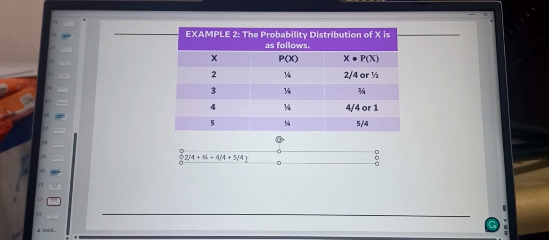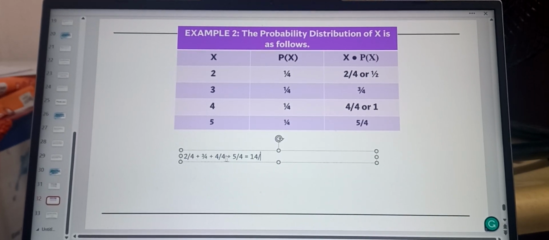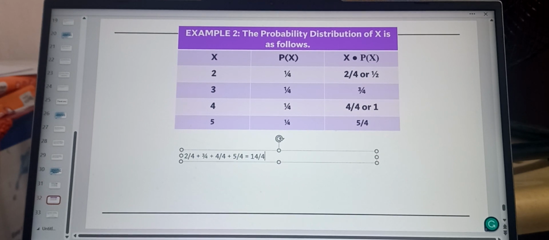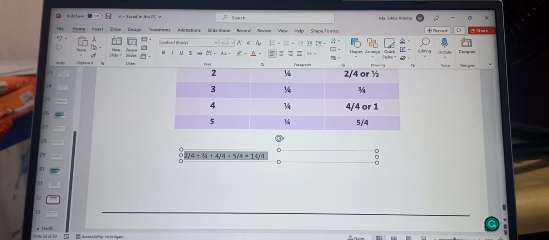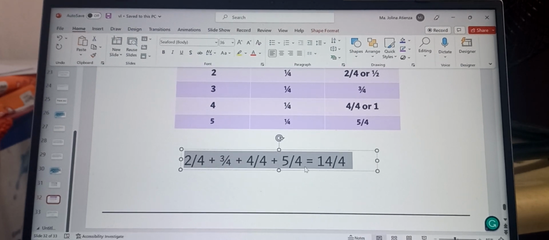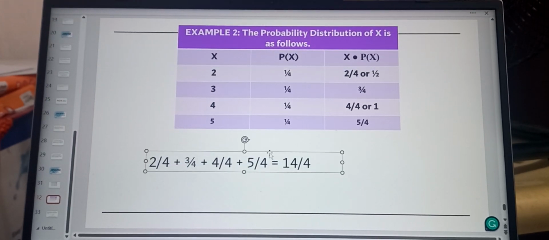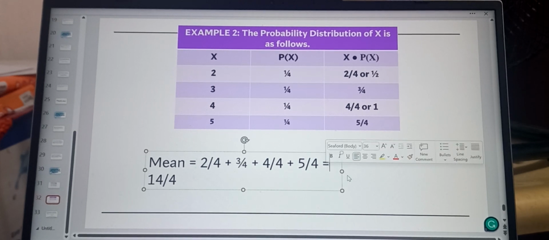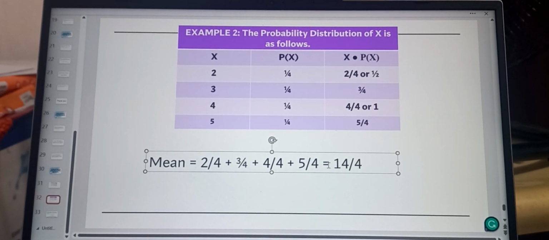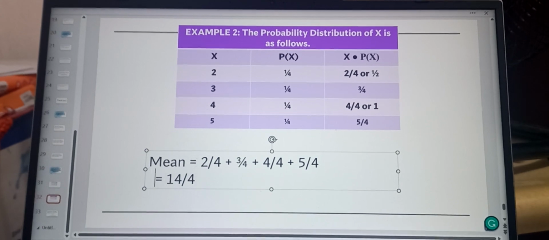So, we have here 14 over, ano yung common denominator nila? Lahat sila is 4 ang denominator. So, 4. Ayan. Palakihin ko lang para mas kitang-kita. Ayan. Again, saan ko nakuha tong 2/4, 3/4? Again, yan po yung mean natin ha. Solution ng mean. So, 2/4, 3/4, 4/4, 5/4. Saan ko nakuha yan? That is the product ng random variable x at saka ng P of x dito.